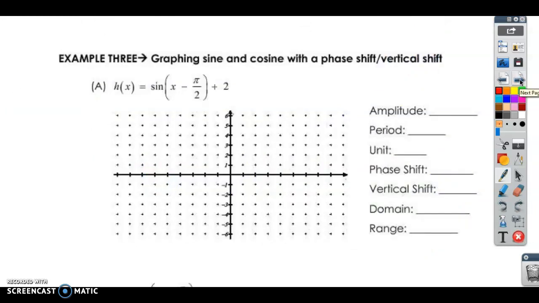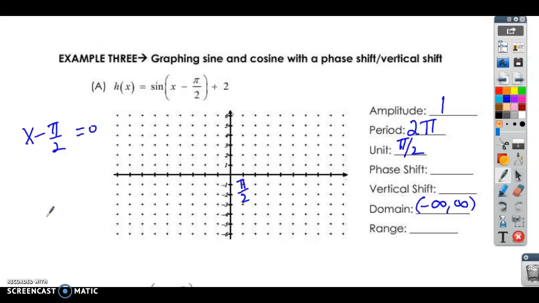Moving on. So example 3. So now we're going to have a phase shift and a vertical shift. This is a little bit more tricky. Okay, so the amplitude is the absolute value of the number in front of sine, which is 1. The period is still 2 pi. Take that 2 pi, cut it into 4 even pieces. So each of those pieces is pi over 2. Label your graph, pi over 2, and so on. You can label the whole x-axis, but I usually just do the first one. We know the domain is the same.